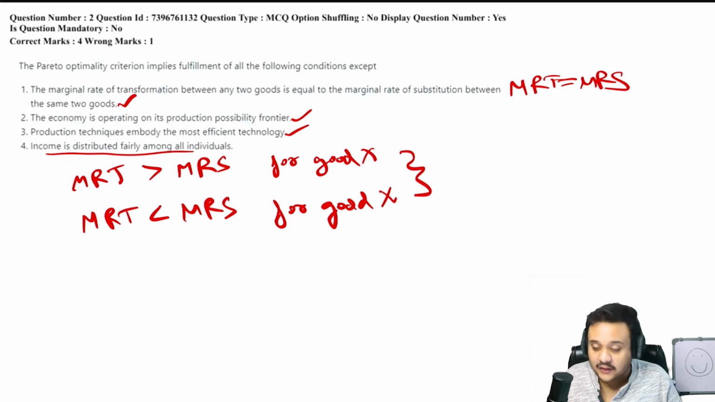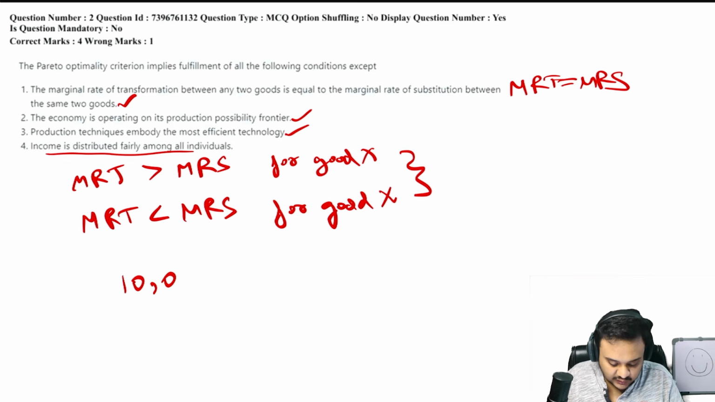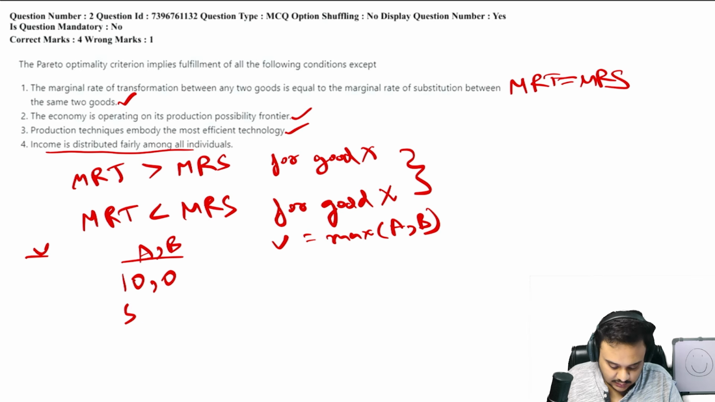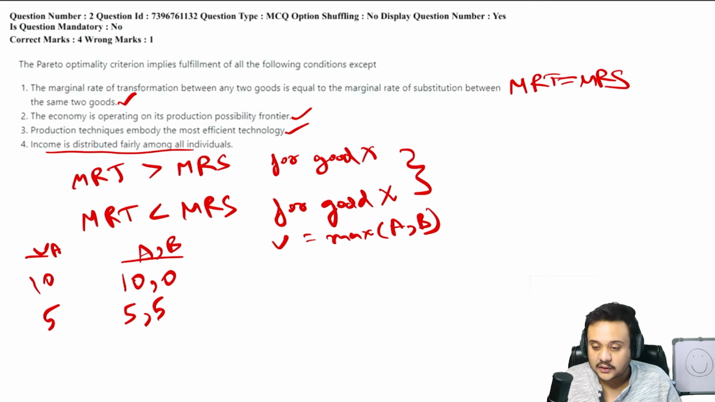You have seen this many times in the numerical examples. Let us say you have a combination of 10, 0, and these are the utilities. Let us say the utility function is something like max of A, B. Another combination is 5, 5, so the utility is 10 here, and 5 here. This is, let us say, the utility of A. Right now we are only talking about A and the utility of A.